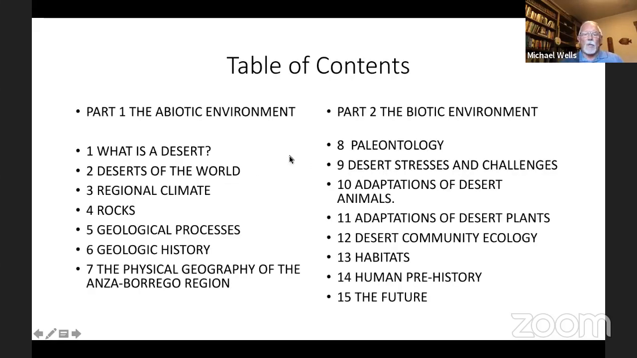And just to give you an idea of what's in the book, it's divided into two basic parts. One is the abiotic environment, which is basically what is a desert. Then we talk about climate, about geology, and about geography. And the second part is the biotic environment, which talks about, first of all, paleontology, or the history of life and organisms in the desert, and then talks about desert stresses and the adaptations of the plants and animals that live here. And then we also talk about human prehistory and how human beings moved into the desert and became part of that ecology.